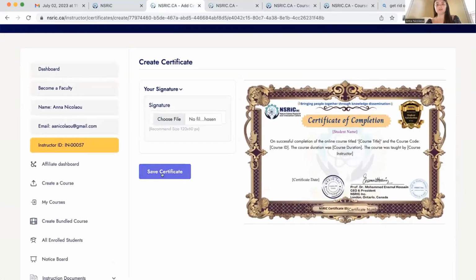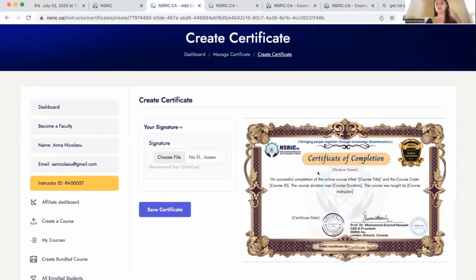And then all you'll have to do is click Save Certificate, because everything else will be filled in automatically. So the student's name, because every student's name is different, will be filled in. They will also automatically fill in the course title, the course ID, the course duration, and also the course instructor. All you need to do is the signature. And same with the certification date, that will be filled in depending on when the student actually completed the course.